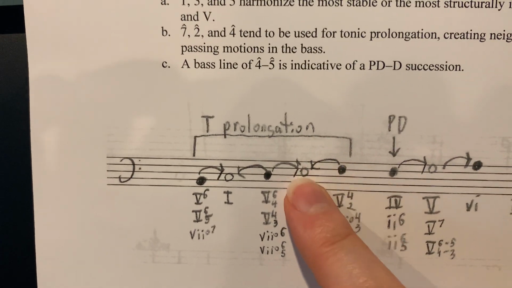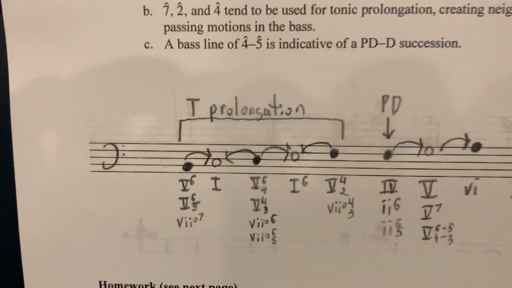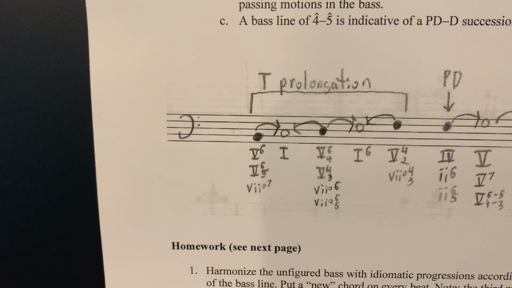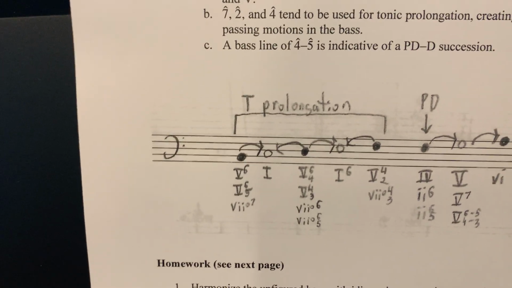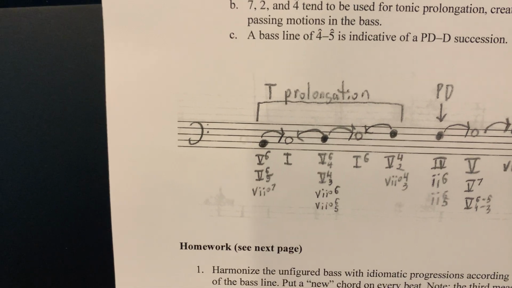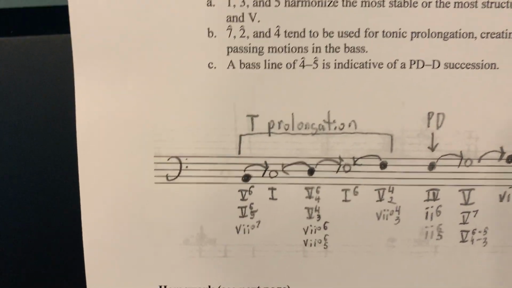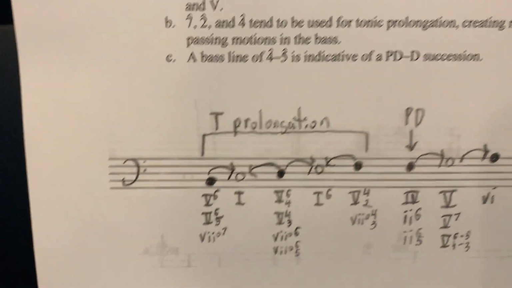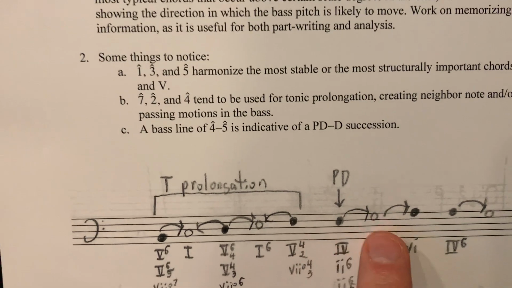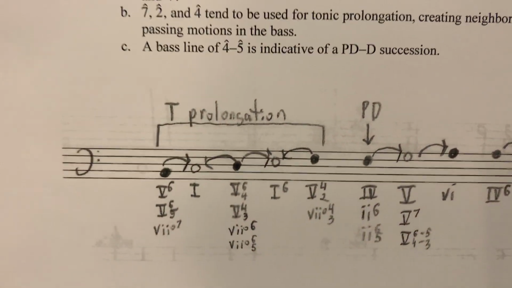If scale degree 4 goes down, then that's probably going to be one of these tonic prolonging chords. If it goes down to scale degree 3, so 5/4/2, going to 1/6, right? Or 7 to 4/3, right? However, if scale degree 4 instead goes up to 5, then that tells me predominant, right?